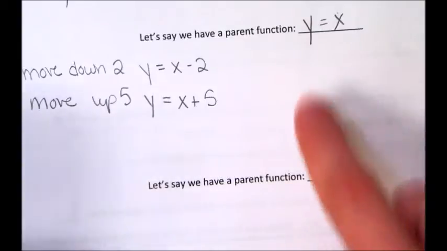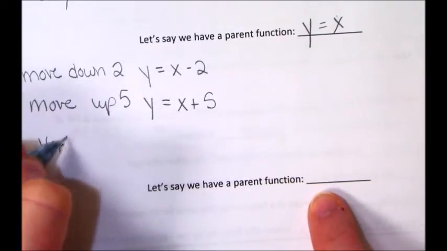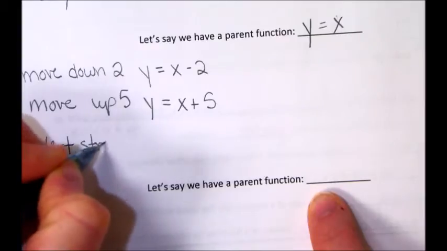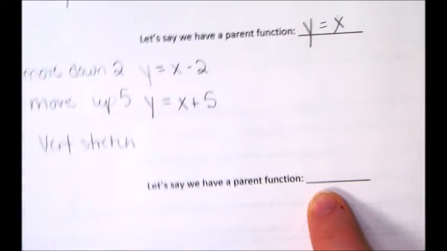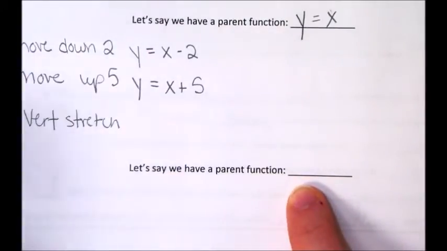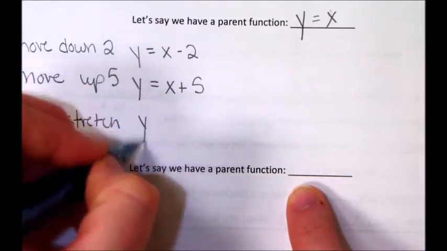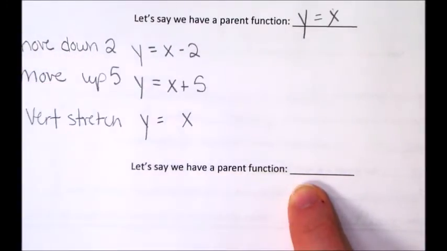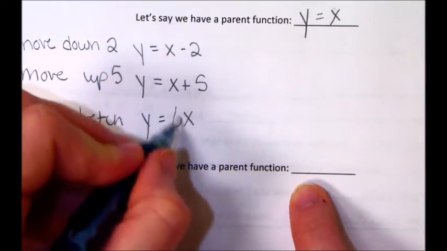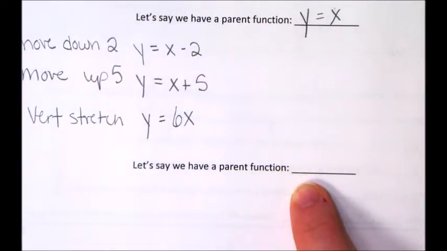Now let's practice vertically stretching it. As long as we multiply x by a number, so remember how we had y equals x? Well, if we vertically stretch it, how about we multiply it to get y equals 6x? That's a vertical stretch of 6.